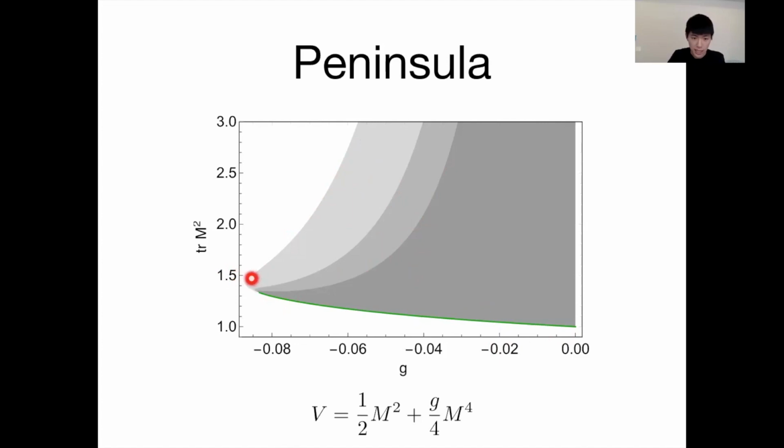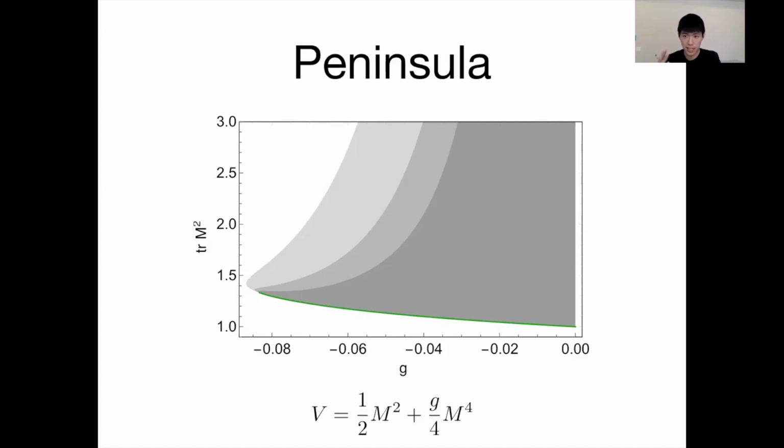In particular, notice that the peninsula closes off at some point. When it closes off, that's telling us that beyond that point, no matter what value of trace m squared we choose, we cannot find a distribution which satisfies the positivity requirements that we want it to satisfy. So in particular, it tells us that the model is inconsistent.